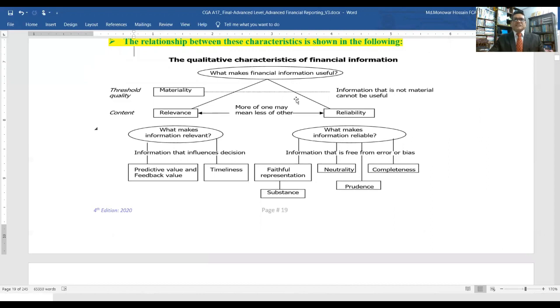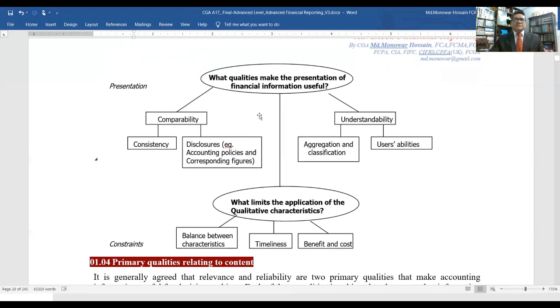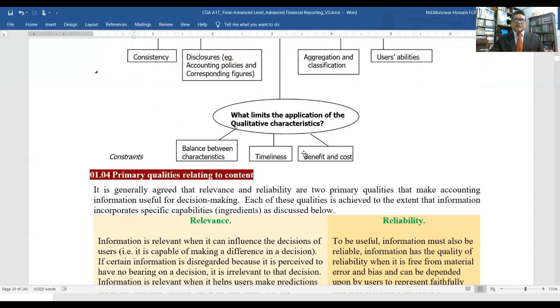Look here, these are the qualitative characteristics of financial information. It should have materiality, relevance, and reliability, including timeliness, faithful representation, neutrality, completeness, and prudence. Then comparability, consistency, disclosures, and understandability, along with classification, user acceptance, and terms of application of the qualitative characteristics: balance between characteristics, constraints, timeliness, and benefit versus cost.